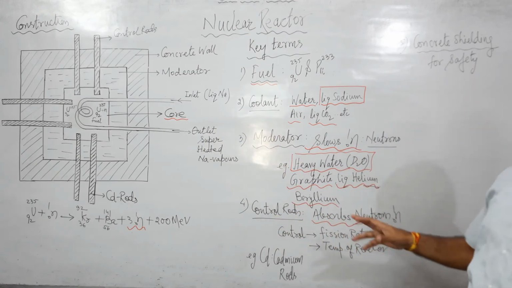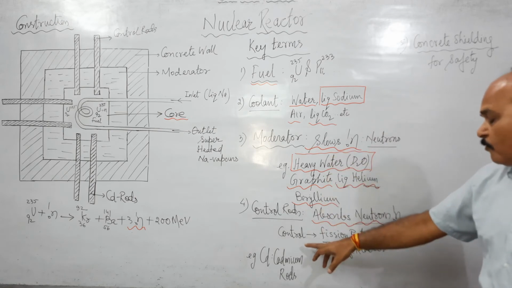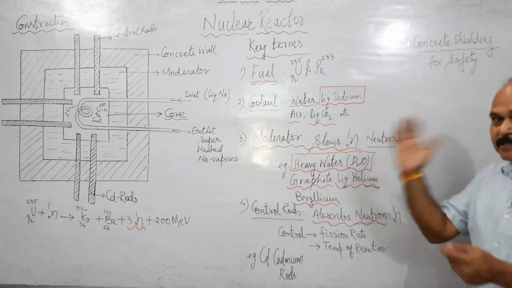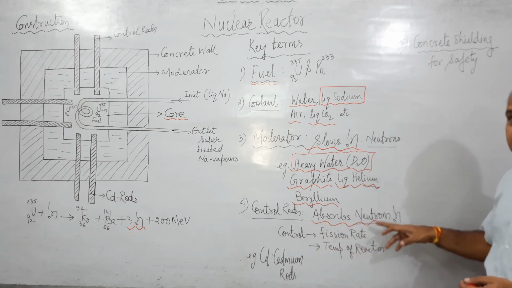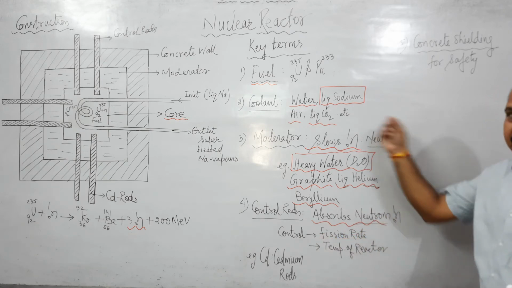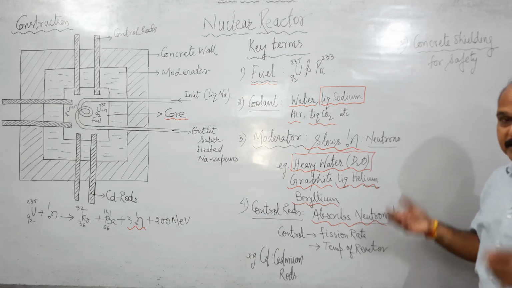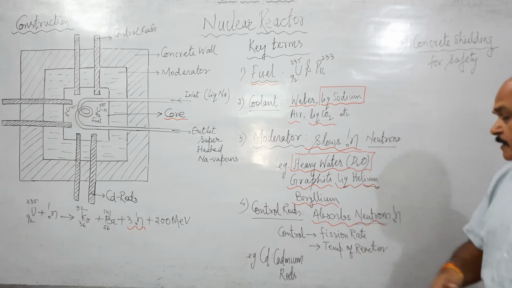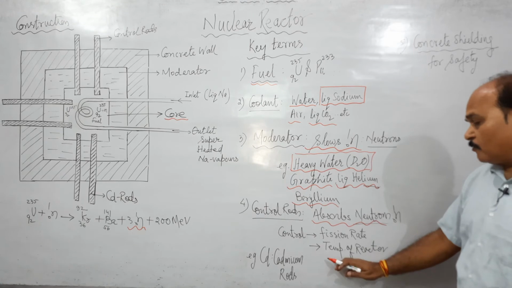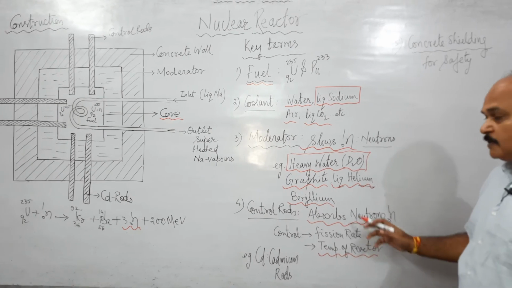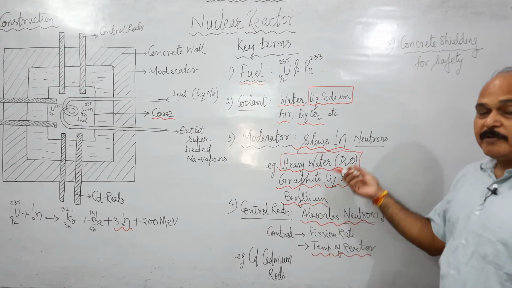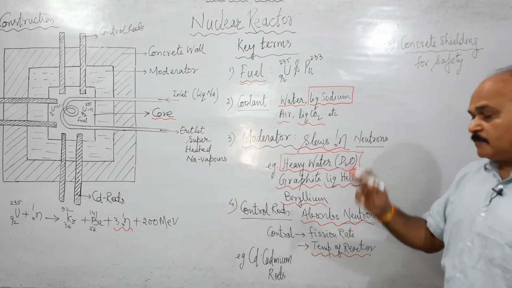So these control rods absorb neutrons. By absorbing neutrons, what happens? The fission rate of the uranium nuclei is controlled. We check the rate of the reaction, we check the fission, and in the process we control the temperature of the reactor. So with the help of control rods, we control the temperature of the reactor.